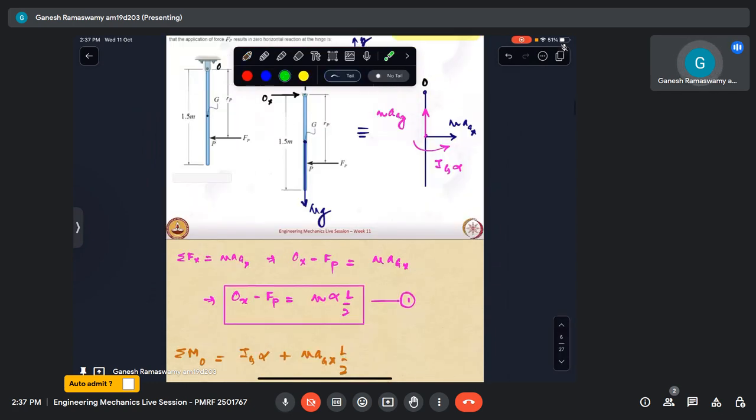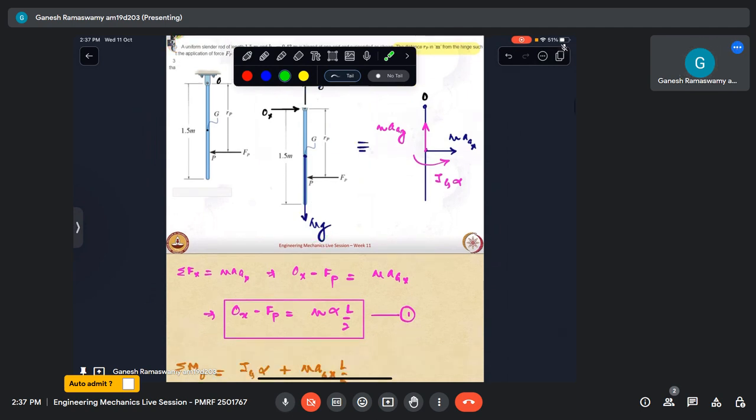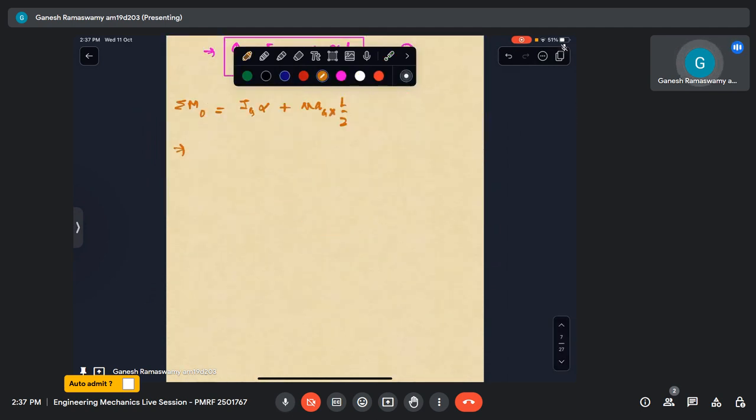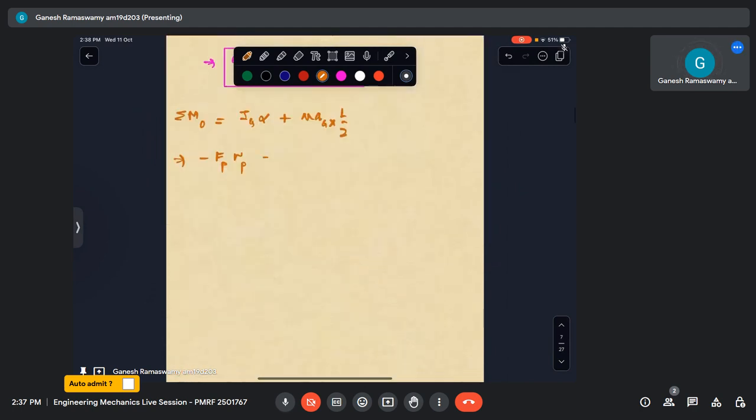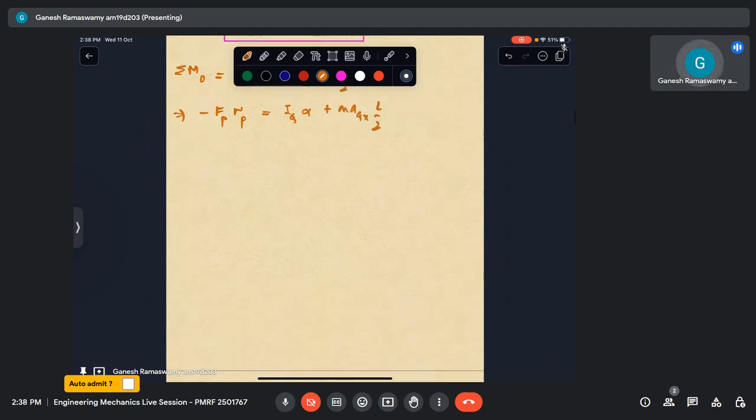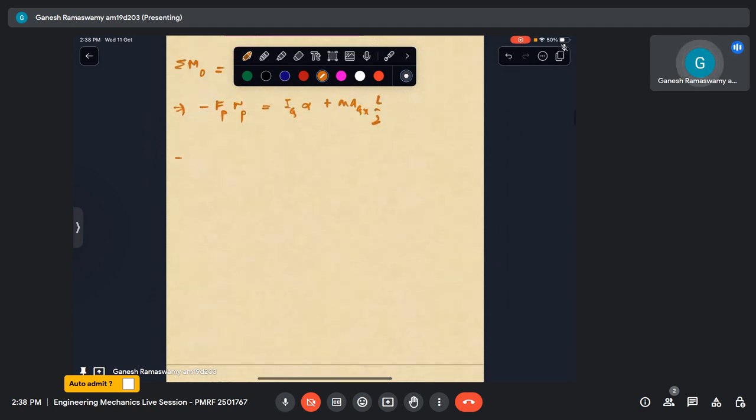Left hand side, if I take moment, I know that this is the lever arm. So Fp will create a clockwise couple there, and there is no other force applied. Mg passes through that point. So on the left side I have minus Fp into Rp, since this is clockwise, equaling Ig alpha plus M AGx into L by 2. So I have this equation now. This is the second equation. So let me simplify this a little bit.